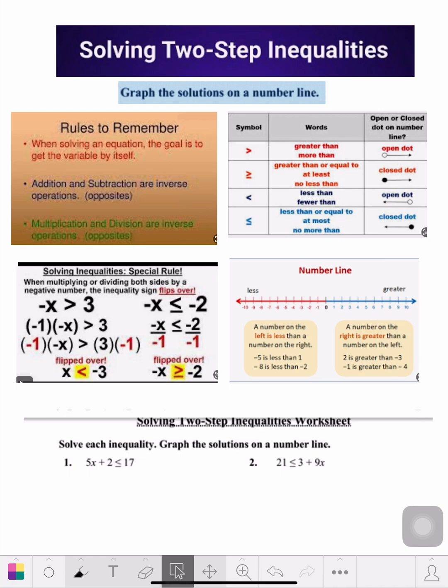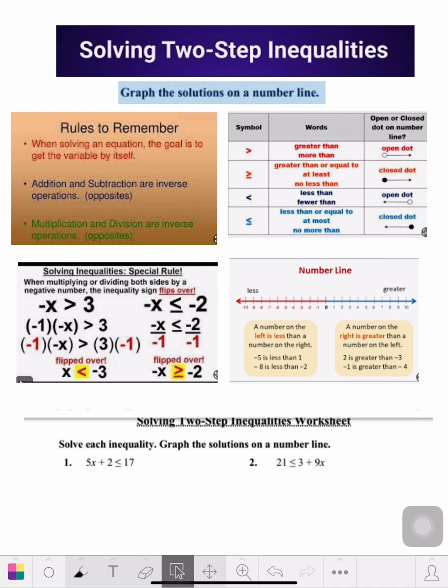It's rules to remember. When you solve these inequality type equations, they're really just like the regular equations we used to solve with the equal sign. The sign just changed. It's greater than, less than, or equal to, and greater than or equal to.